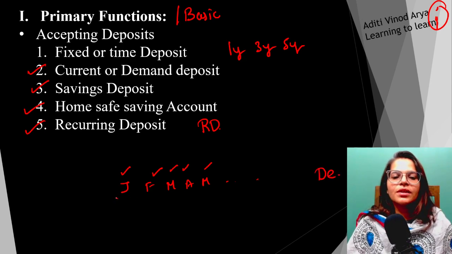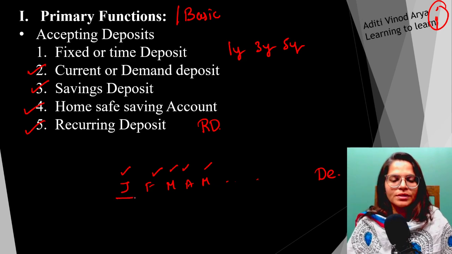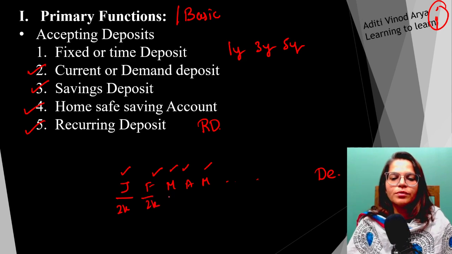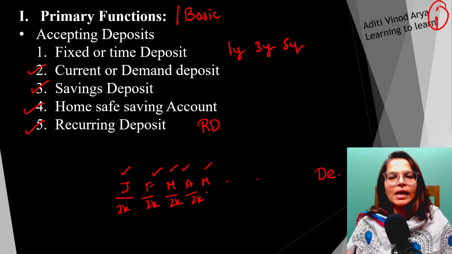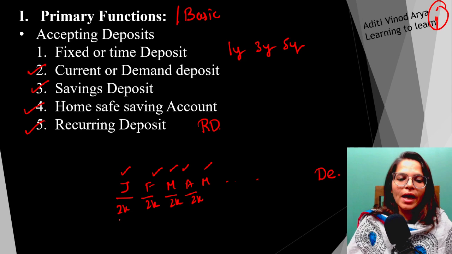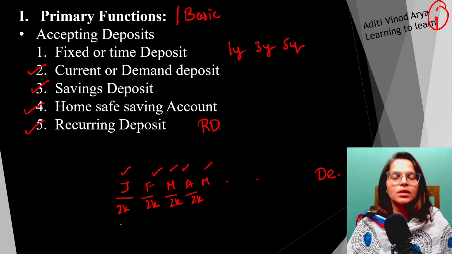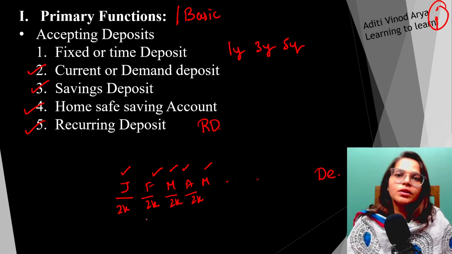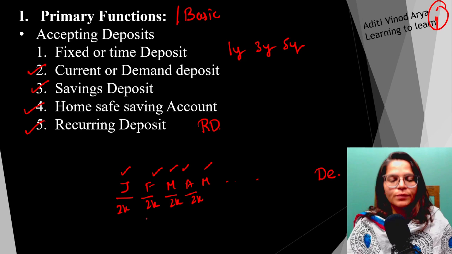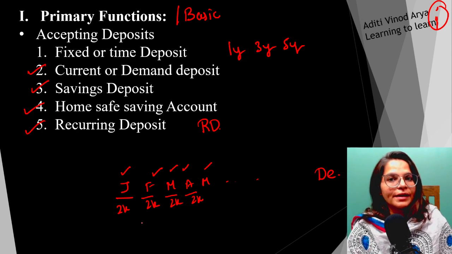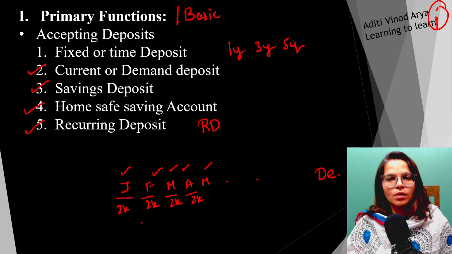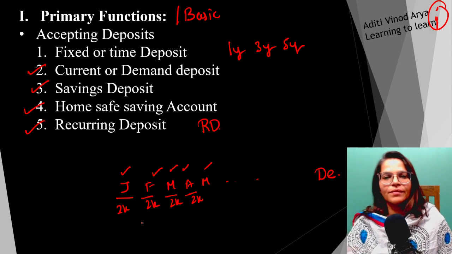So what happens is, if you have deposited 2000 in Jan, and 2000 in Feb, 2000 in March, and 2000 in April, and so on, then for Jan you're going to get interest on the entire 2000 for 12 months, whereas for Feb, the 2000 which you have deposited, you're going to get the interest for 11 months, and then for 10 months, and so on.